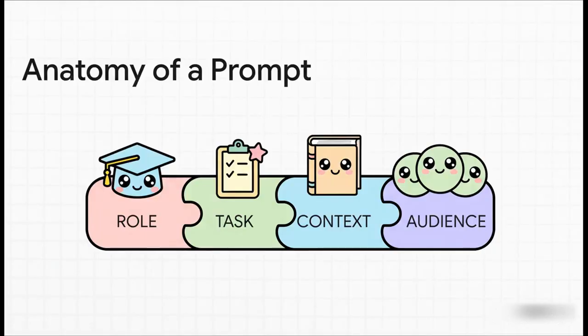A great prompt really has 4 key ingredients. A role. Tell the AI who you want it to be. A task. Tell it exactly what to do. Context. Give it the background info it needs to succeed. An audience. Tell it who this is for. If you can get those 4 things right, you are golden.